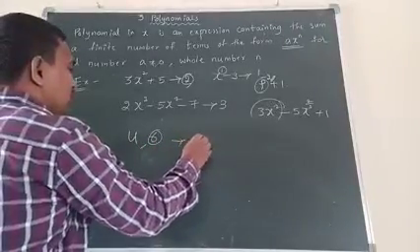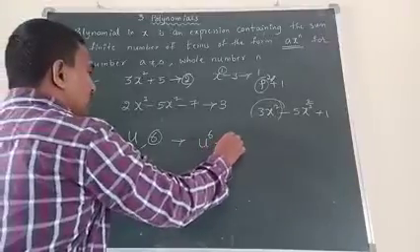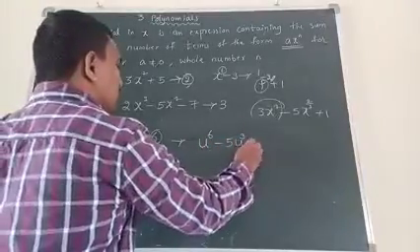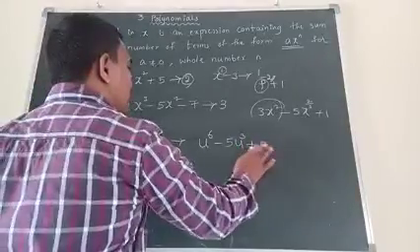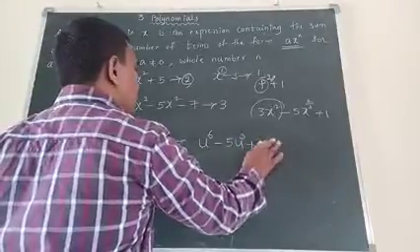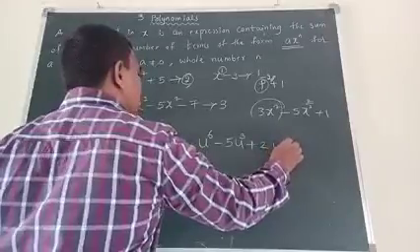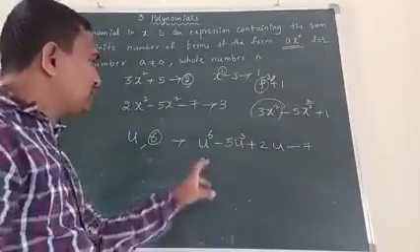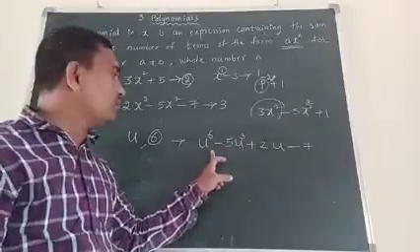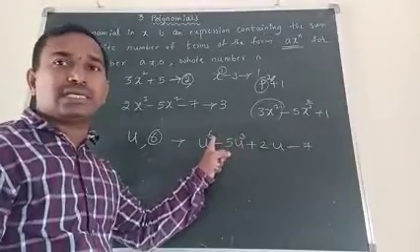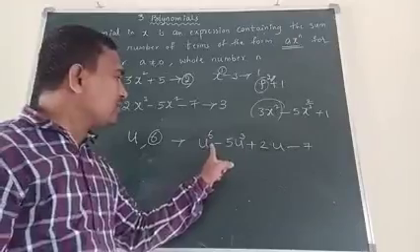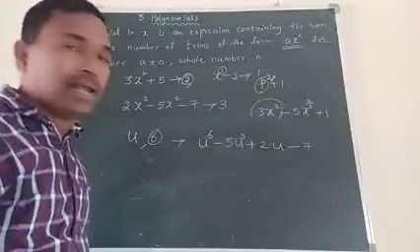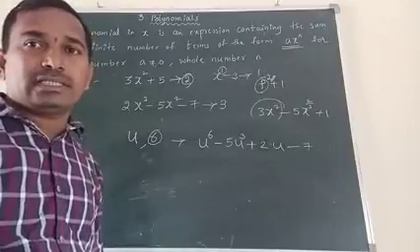So u power 6 minus 5 u power 3 plus 2 u power 2 plus u minus 7. See, this is a polynomial in variable u whose degree is 6. Why? What is the highest power of variable u? 6. So this is a polynomial, degree is 6.